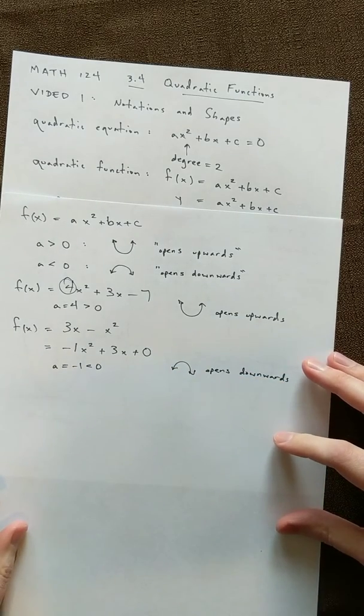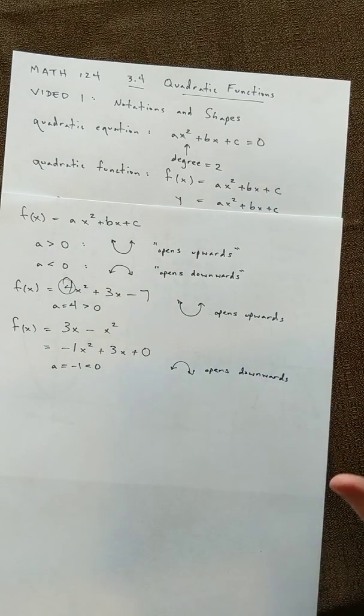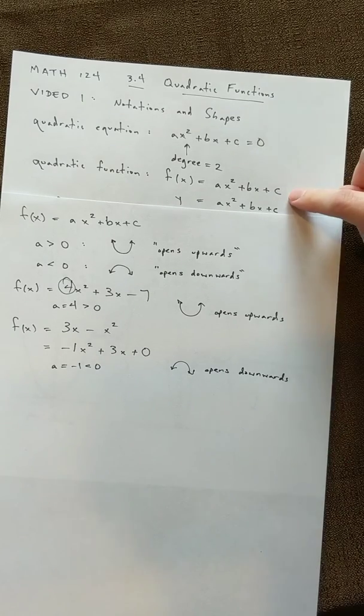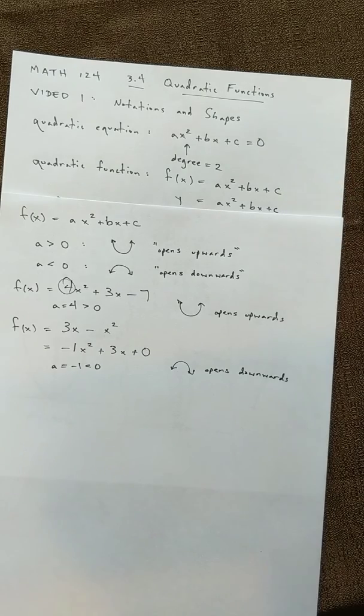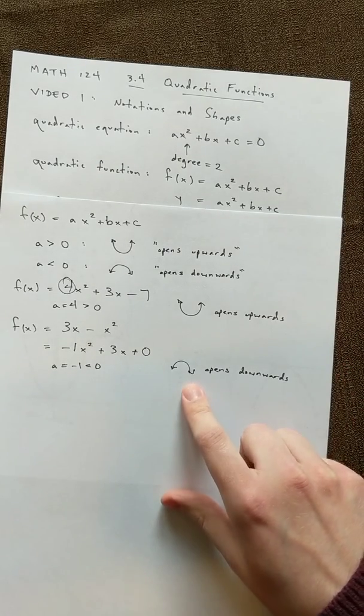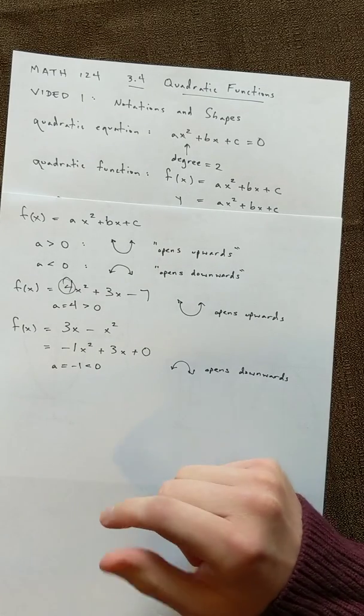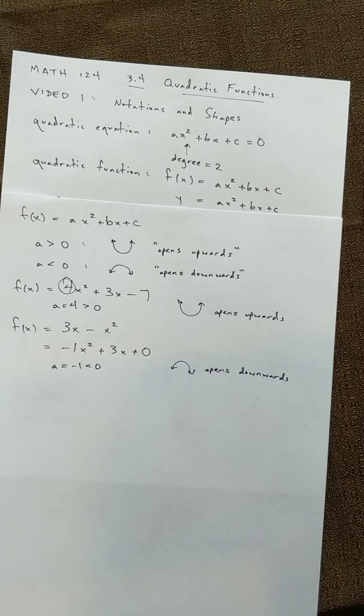Okay, I think that's where I want to stop the video, this first video. It's basically just the notation on quadratic functions, some examples of what simple graphs would look like, and then talking about how do we determine whether a graph is going to open upwards or downwards. And it is basically just look at the number a. Okay, that's it for this one.